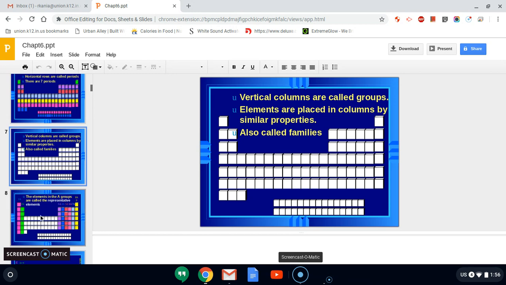We're going to look at some specific things we want to talk about on your periodic table. And again, when I show you this, I want you to color it if you want to. You don't have to.